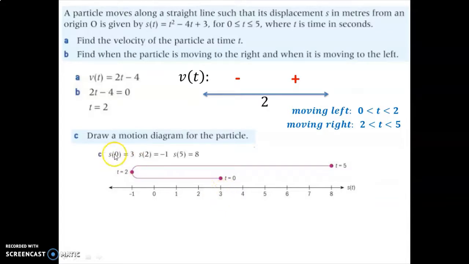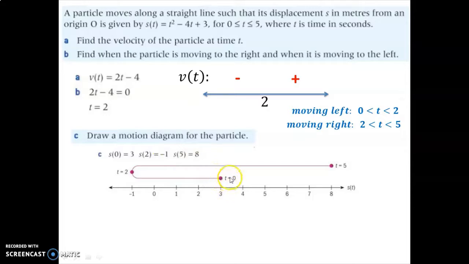Well, into your position function, the important times in this journey are time 0, time 2 when it changes direction, and time 5, which is the end. So you take those 3 values, 0, 2, and 5, you put them into your position function, and you figure out where the particle is located at each time. At time 0, if you put 0 into here, you get a value of 3. And then at time 2, -1, and at time 5, 8.